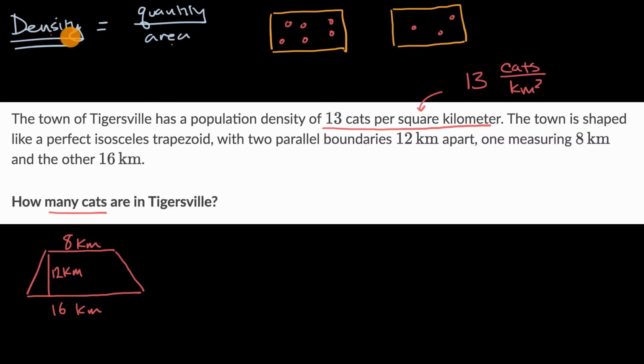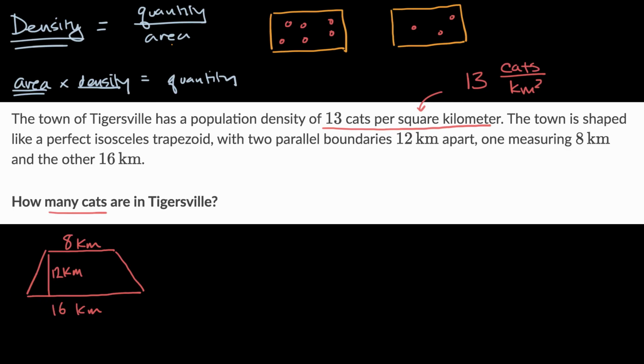Well, just as we said that density is equal to quantity divided by area, if we multiply both sides of this equation by area, you get area times density is going to be equal to quantity. And we know the density, it's 13 cats per square kilometer, and we can figure out the area and then just multiply the two. So what's the area of this right over here?